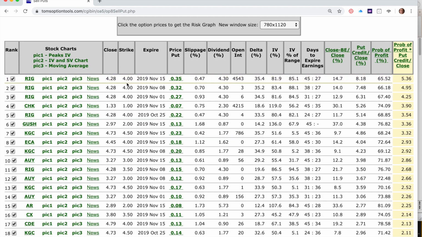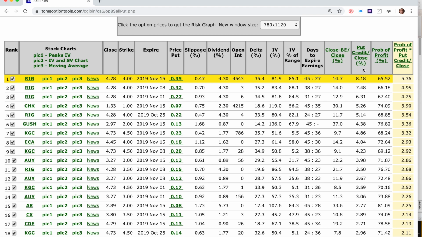So in this case, we're selling a $4 strike with the stock price at $4.28. This is an out-of-the-money put option, 28 cents out of the money to be precise. Expiration date, price for the put, the credit, various other criteria. Make sure you keep your open interest at least 100. This first one on the list I like because it's at 4,500 plus. Delta, all the other things.